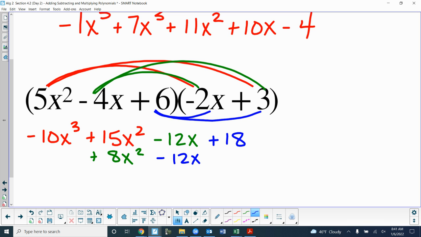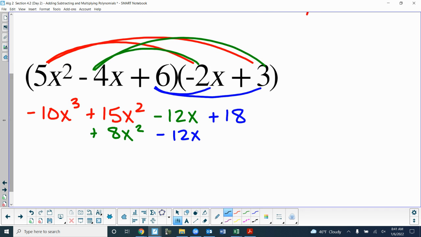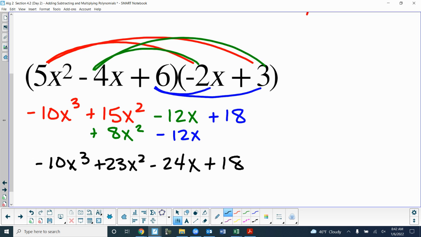All right, so as you can see, I've got a couple like terms there that I have to combine now. So our answer is negative 10x cubed, 15x squared plus 8x squared is 23x squared, negative 12x and a negative 12x is negative 24x plus 18. Just for quick review, what's the degree of this polynomial? 3. What's that special name? Cubic. What's the leading coefficient? Negative 10. Okay, just some things we went over Monday, just to review.